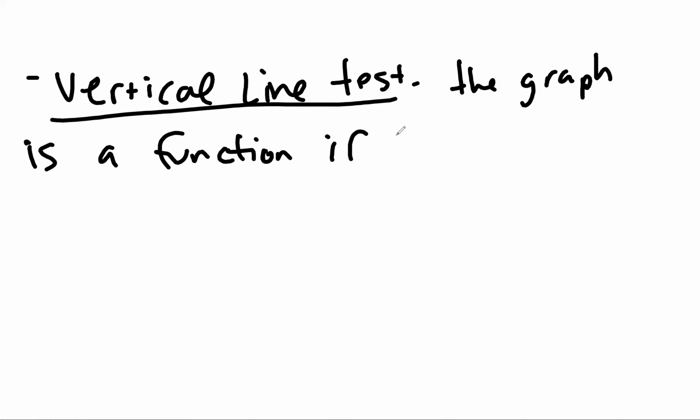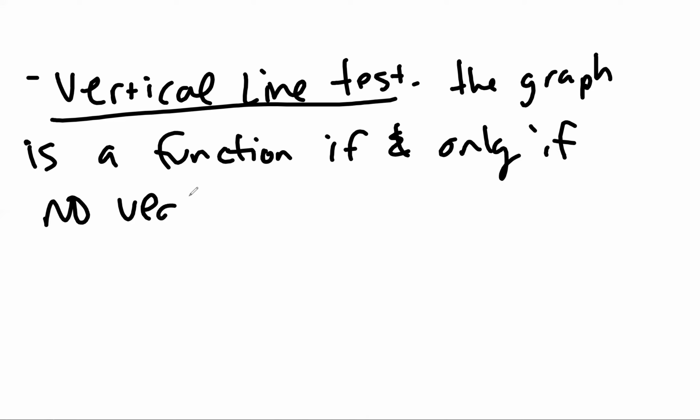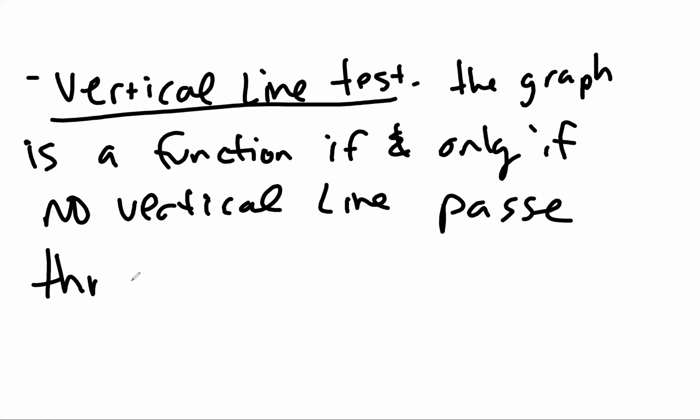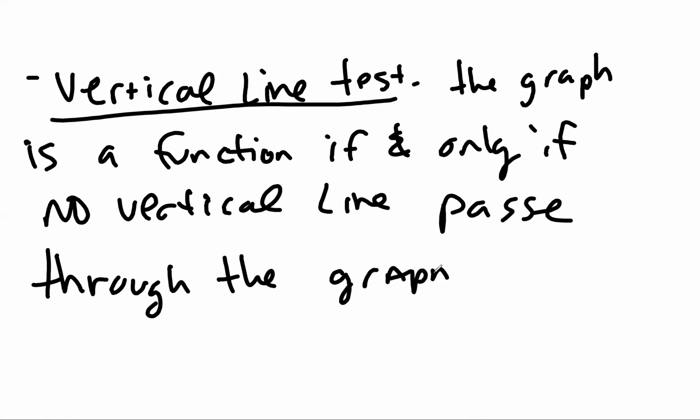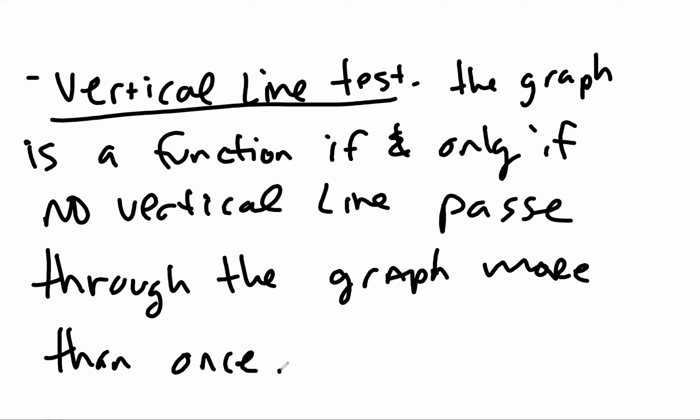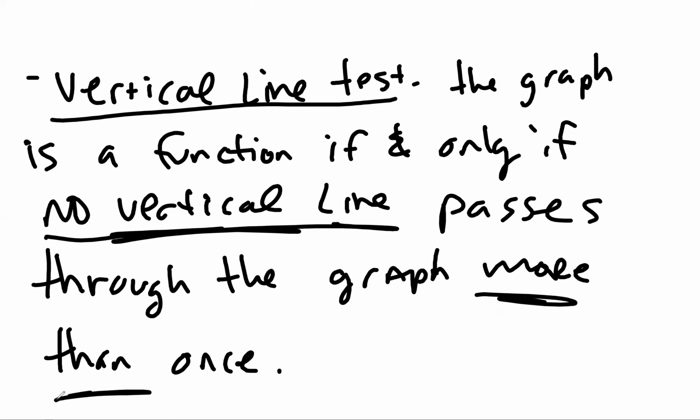if and only if no vertical line passes through the graph more than once. That's what the vertical line test tells me. No vertical line can pass through the graph more than once.